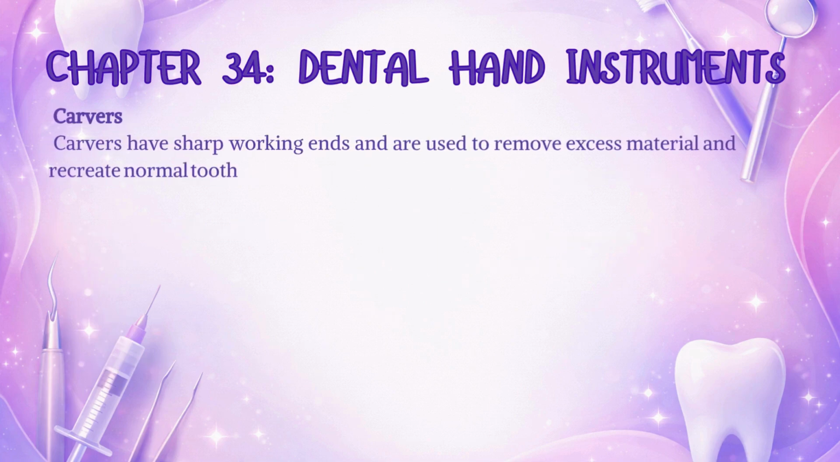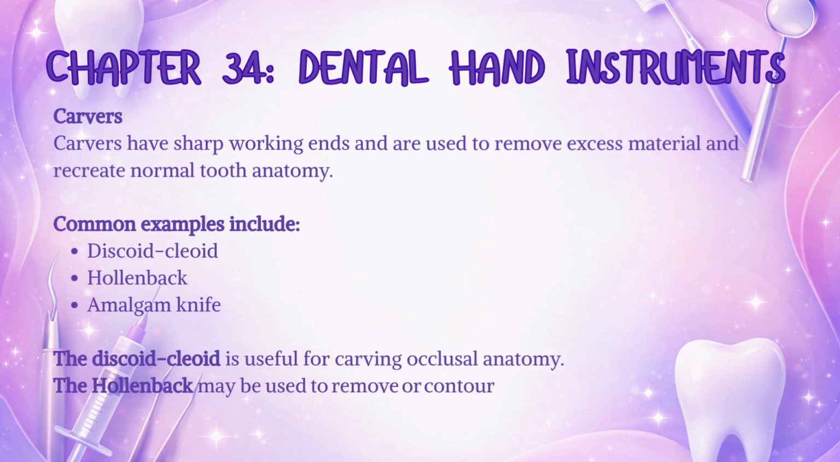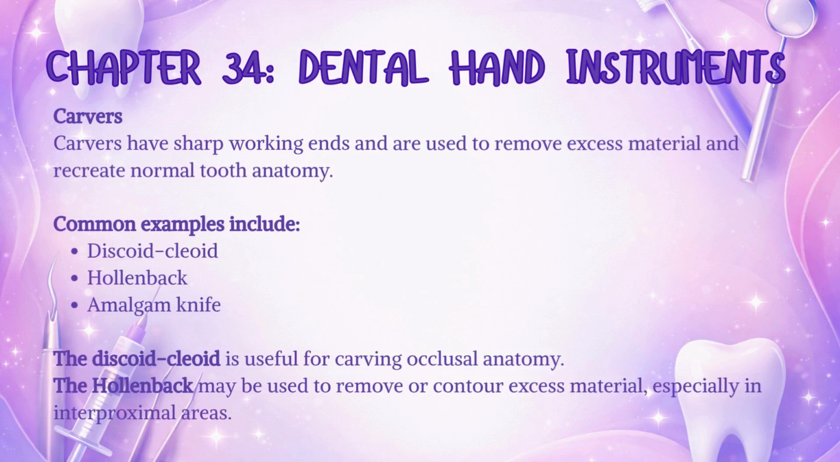Then there are the carvers, which have sharp working ends and are used to remove excess material and recreate normal tooth anatomy. Common examples include the discoid cleoid, Hollenbeck, and amalgam knife. The discoid cleoid is useful for carving occlusal anatomy, while the Hollenbeck may be used to remove or contour excess material, especially in interproximal areas.